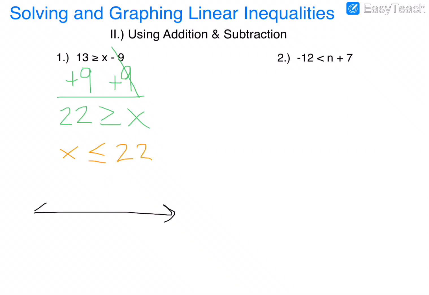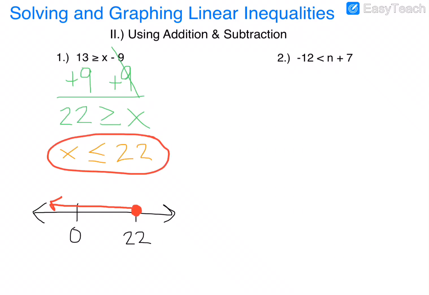There it is. I got 0. 22 is on the right side of 0. Since this is also equal to, we're talking about a closed circle. We get a closed circle at 22, and we're graphing to the left. I can also circle my final answer.